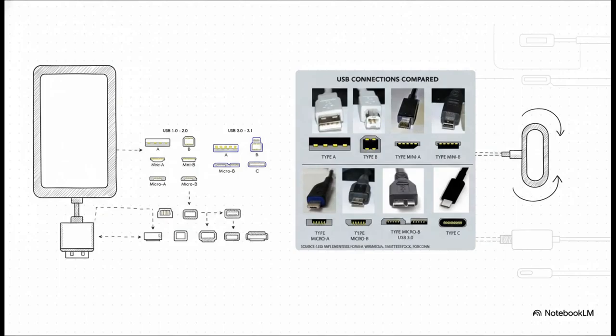We started with that classic rectangle, the Type A, and that chunky square one, the Type B, that you always saw in printers. Then came this whole zoo of smaller connectors, micro, mini, for our phones and cameras. All of that chaos eventually led us to the modern marvel, the small, oval, and, thankfully, reversible USB-C.